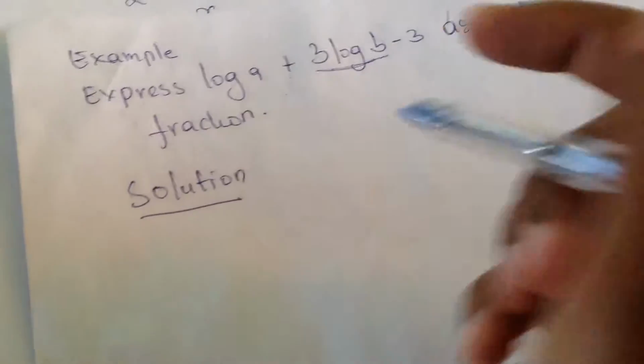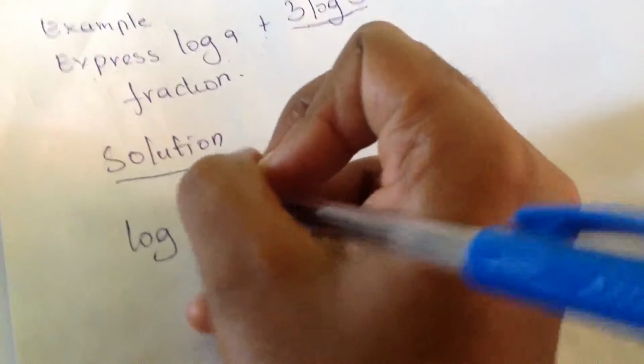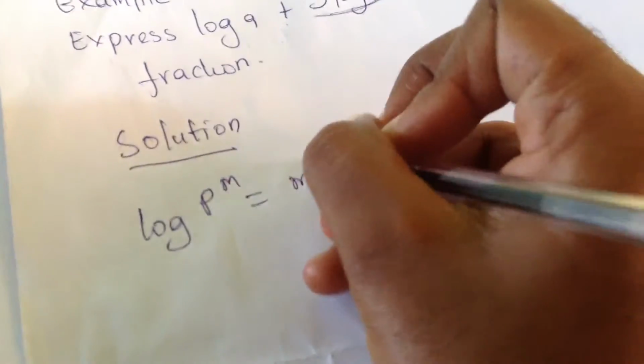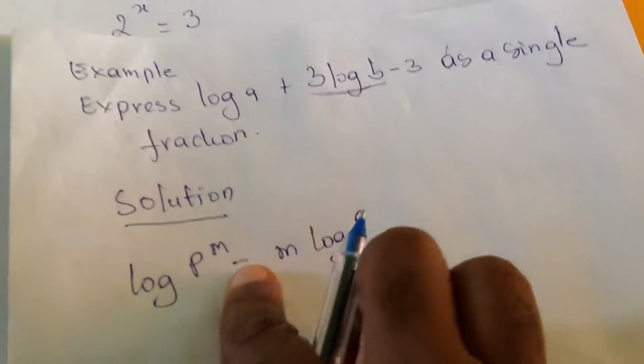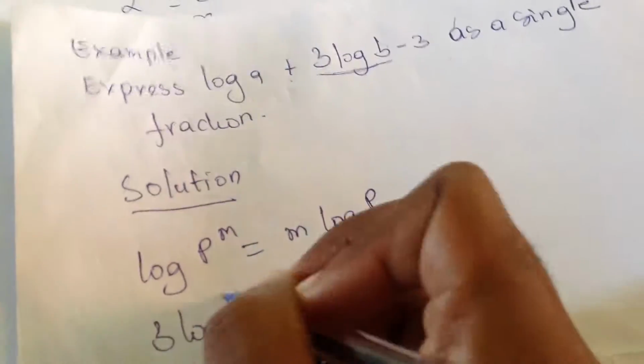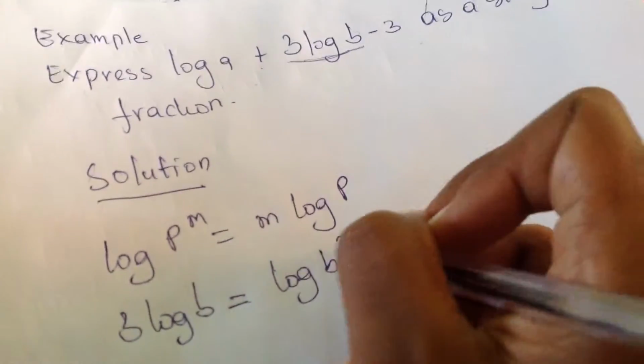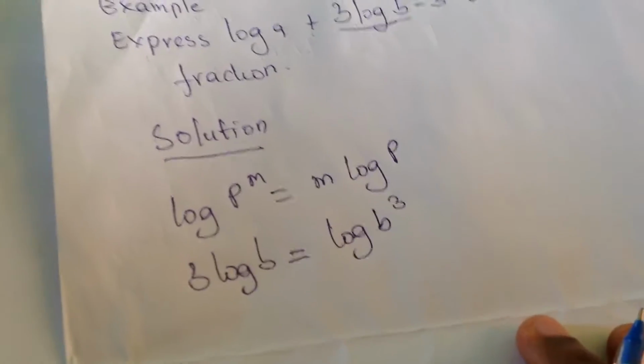Anyhow, we know that when we have log p m, it is the same thing as m log p. So this is what I'm going to use for this term. I have 3 log b, which is equal to log b raised to the power of 3. So I've changed one term.